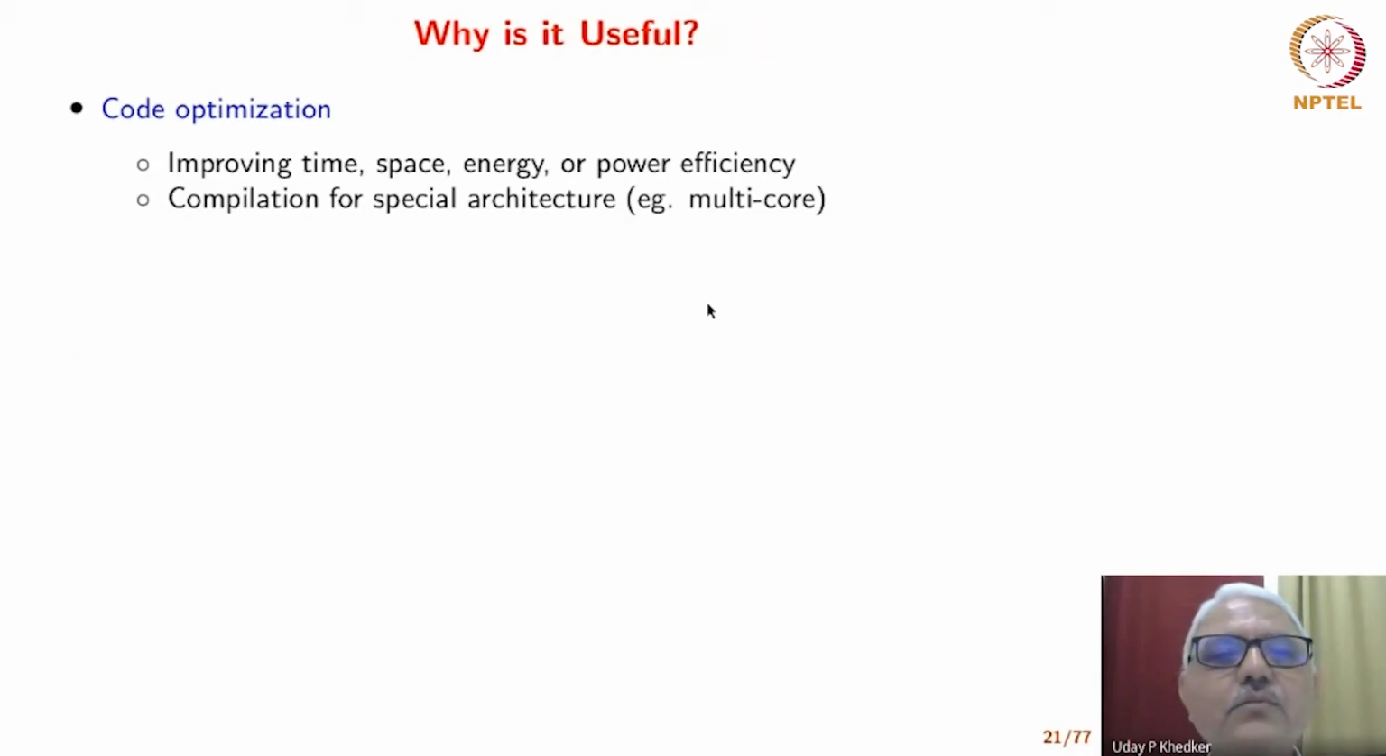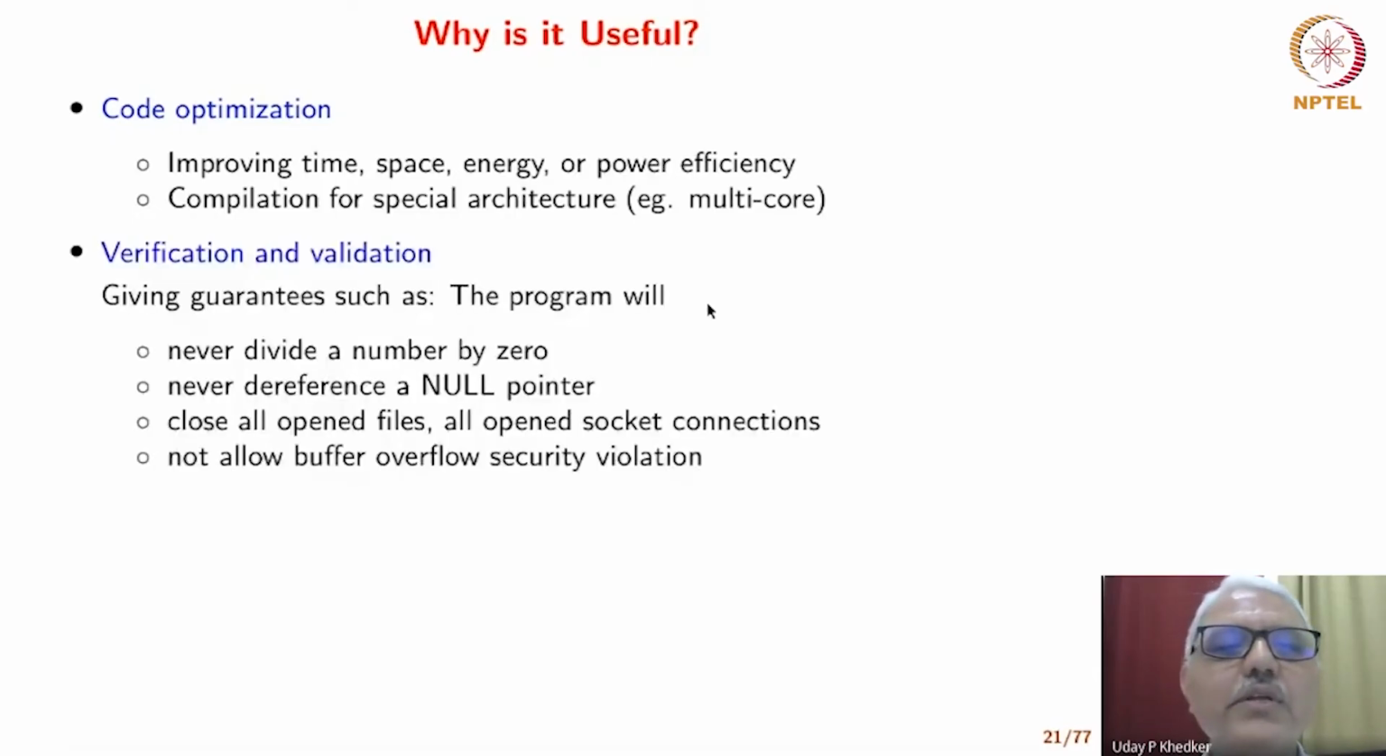Why is it useful? It is used for code optimization, for example, for improving time efficiency, space efficiency, energy efficiency, or power efficiency. It is used for compilation for special architectural features, for example, compilation for multi-core. It is used for verification and validation.